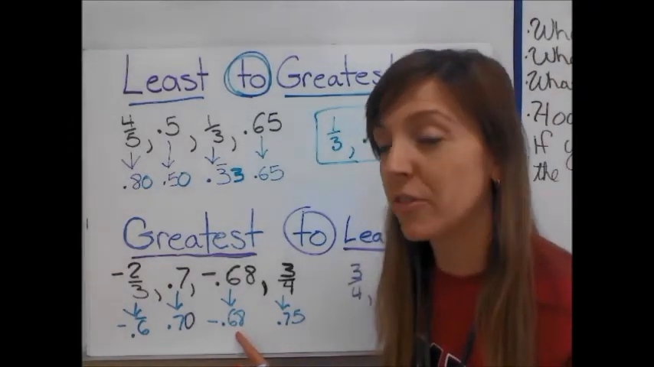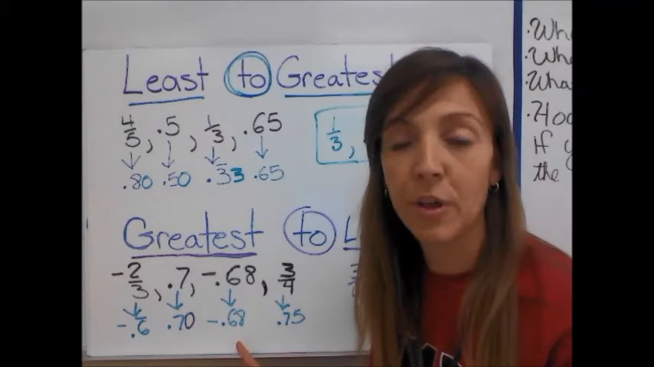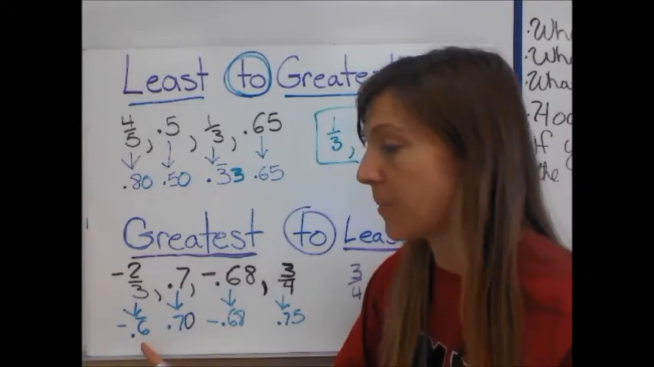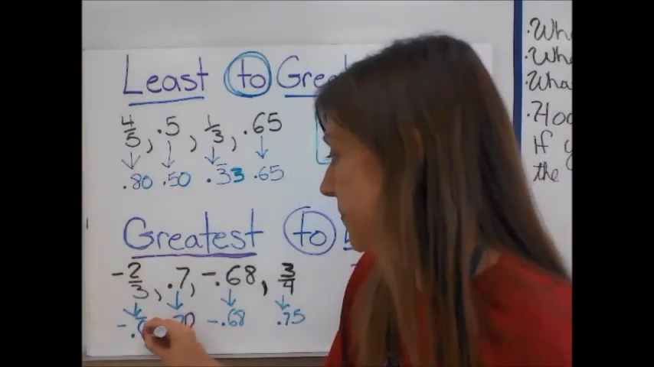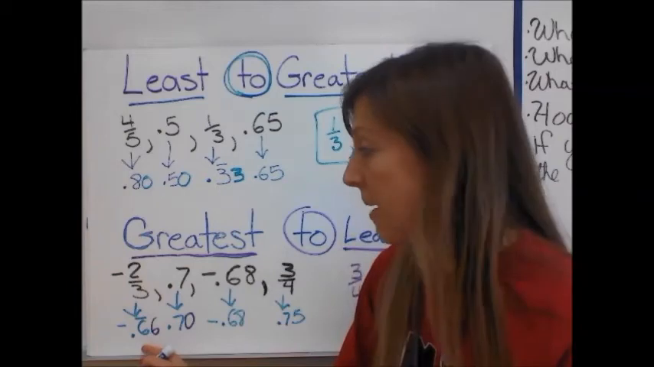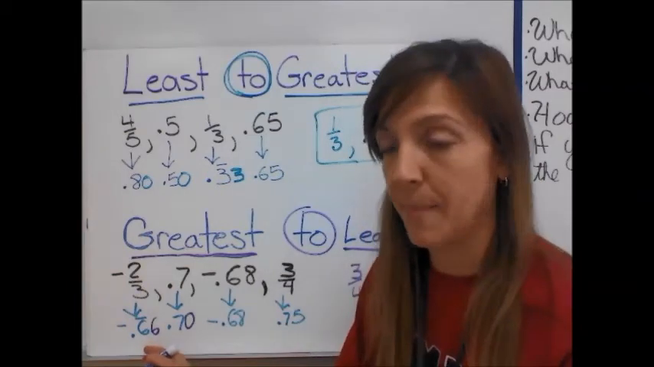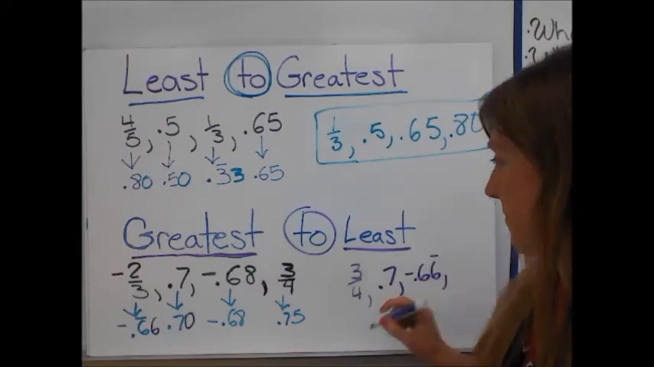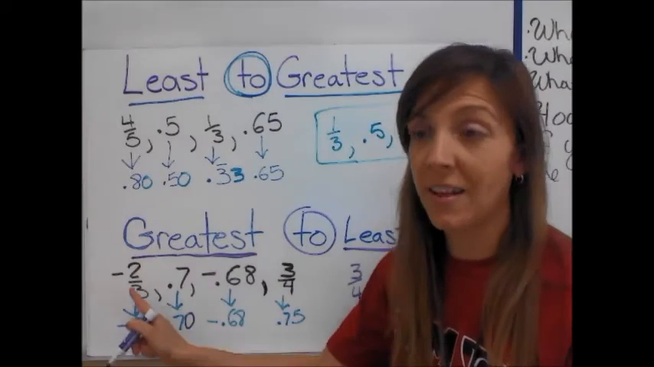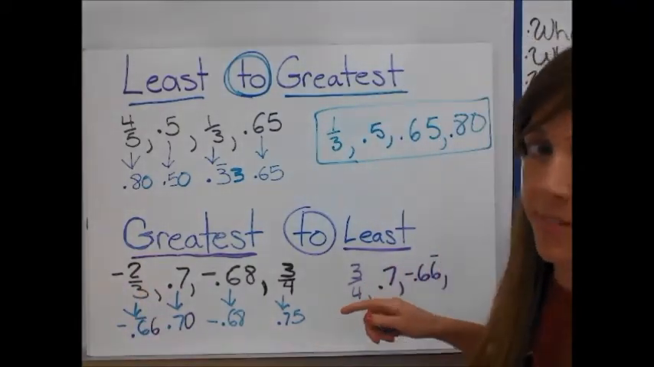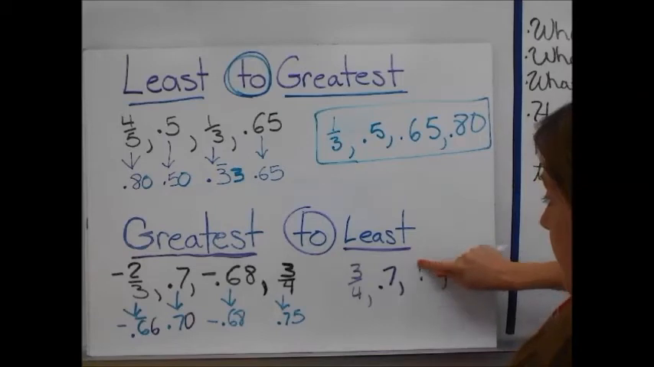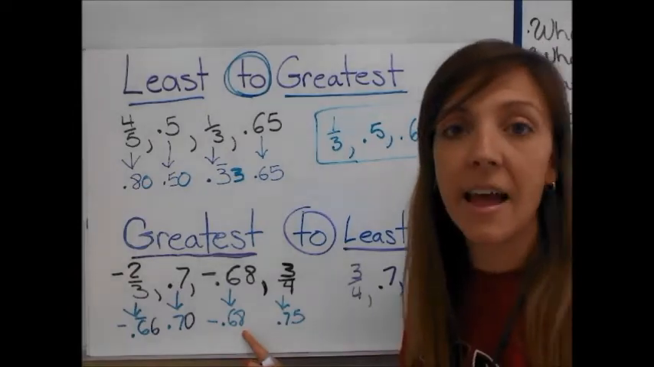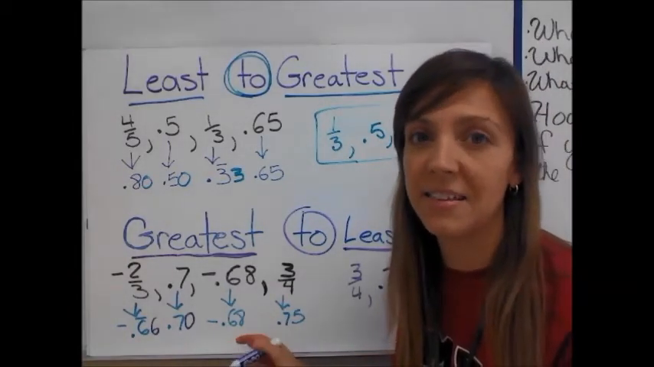Now I'm looking for the next largest number, or which negative number is closer to 0. Well, 66 cents is going to be closer to 0 than 68 cents, because remember, this is a repeating 6. This is my next largest number, which I'm supposed to write in its original form, negative 2/3. So let me fix that. And last, 68 cents. That would be the least amount of money.